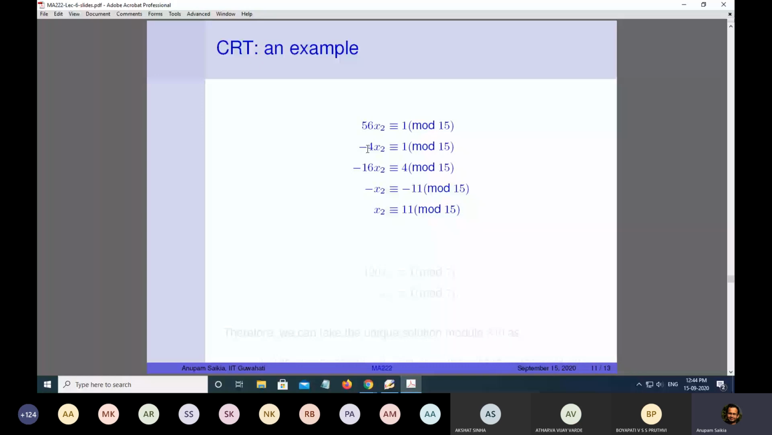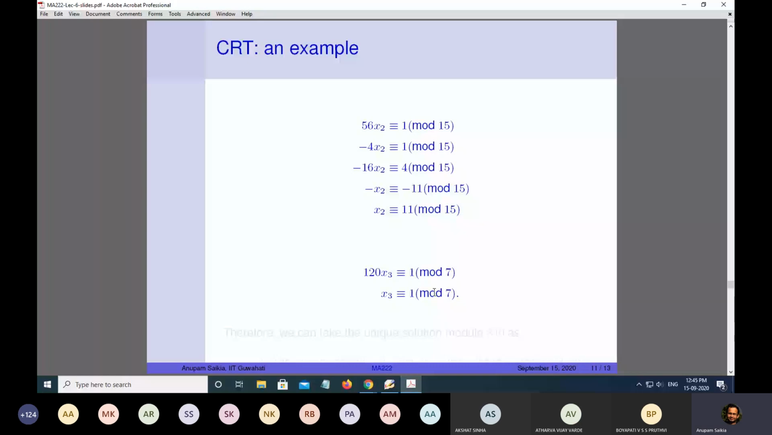And the third one is that I have to solve 120 x3 is 1 mod 7. The good thing is this is again 1 mod 7, because 17 times 7 is 119 and 120 leaves remainder 1 when divided by 7. So x3 can be taken as 1, and x2 can be taken as 11.